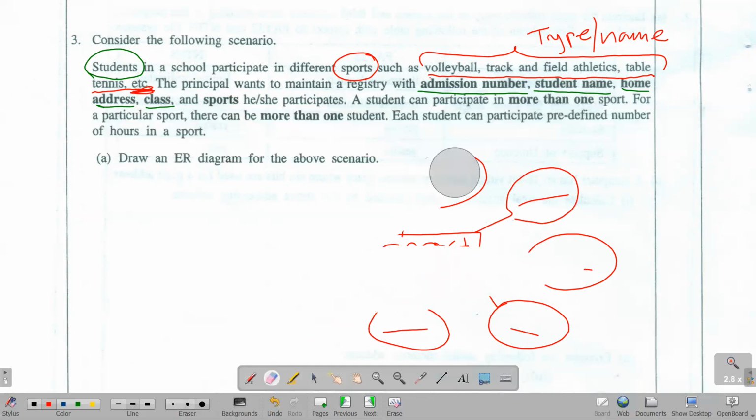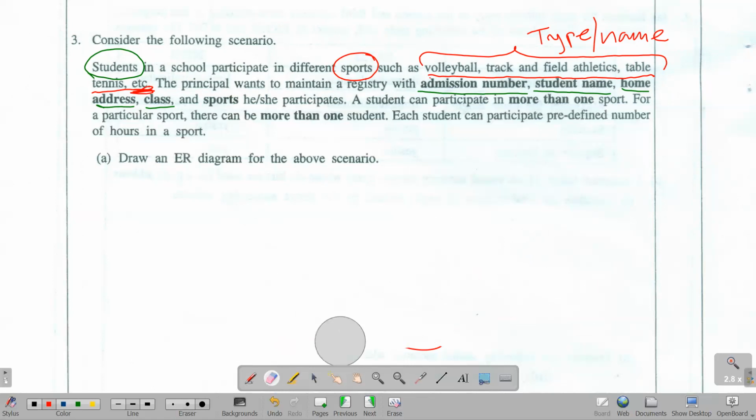So when it comes to the entities, student and sport. So student is having admission number, student name, home address, class, 4 attributes. And the admission number is the key attribute. Sport does not have a particular primary key kind of attribute. So in that case, we have to propose it. And the type or the name can be there as an attribute, right?